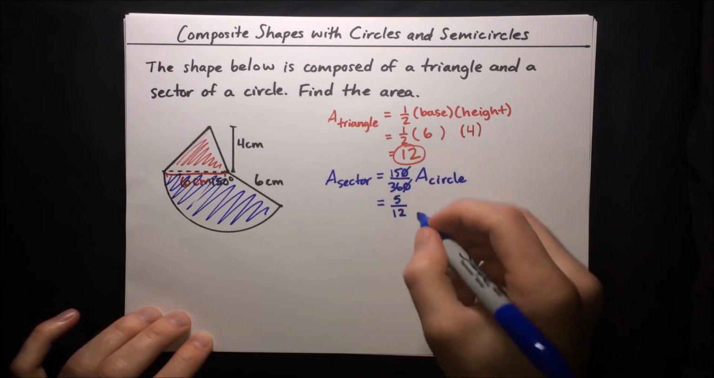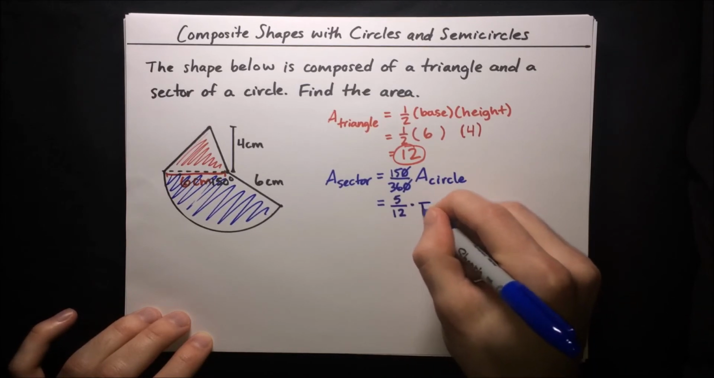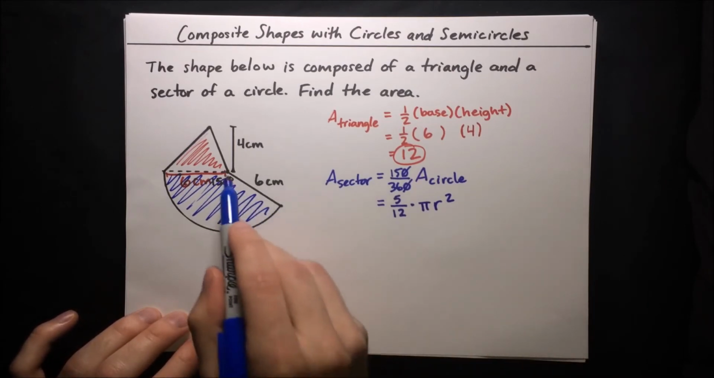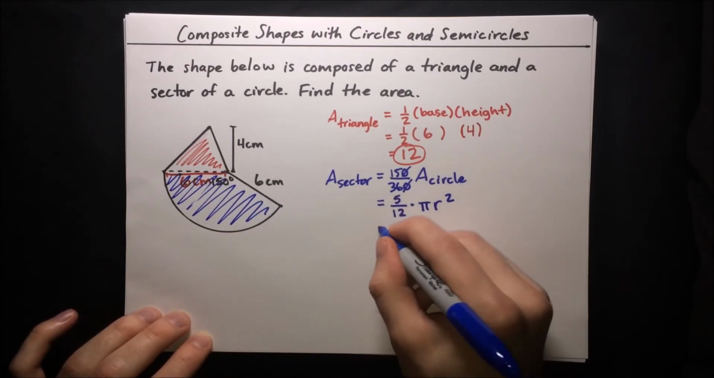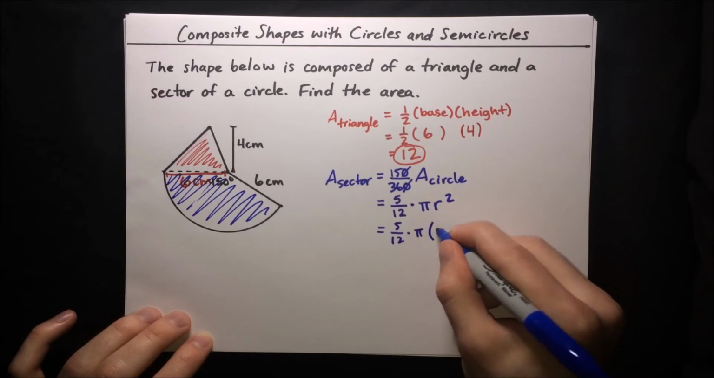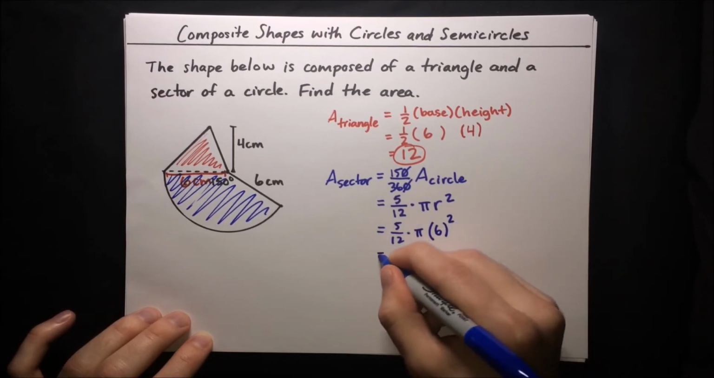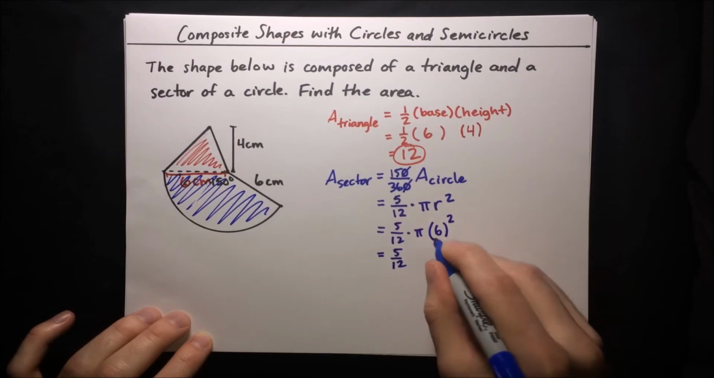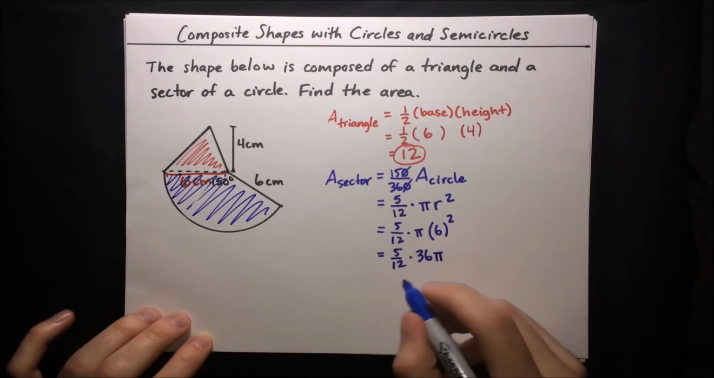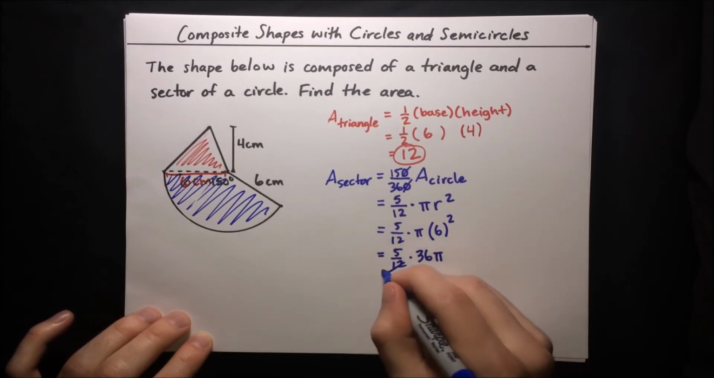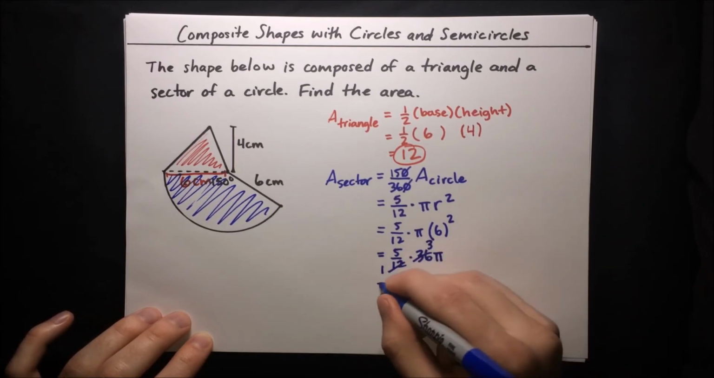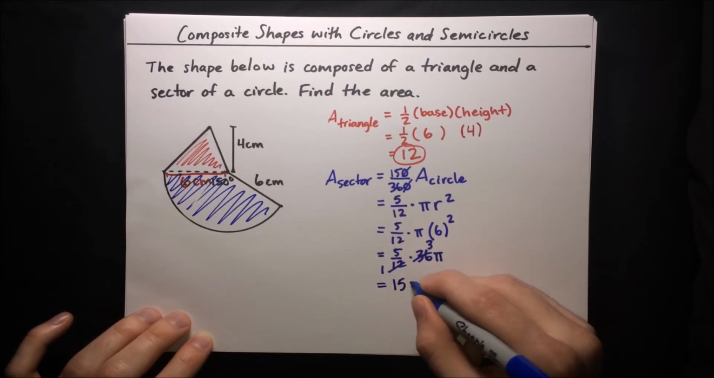And now the area of the circle, we know that formula is just pi r squared, where r is the radius of the circle. And we know what the radius of the circle is. That's just 6 centimeters here. So let's plug that in. So equals 5/12 times pi times 6 squared. So that's equal to 5/12 times 6 squared is just 36. So times 36 pi. And then we can cross cancel here. Divide by 12, that's 1. Divide by 12, that's 3. So then just 5 times 3 pi, and that's 15 pi.